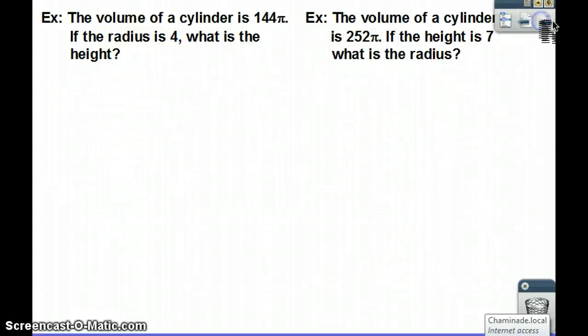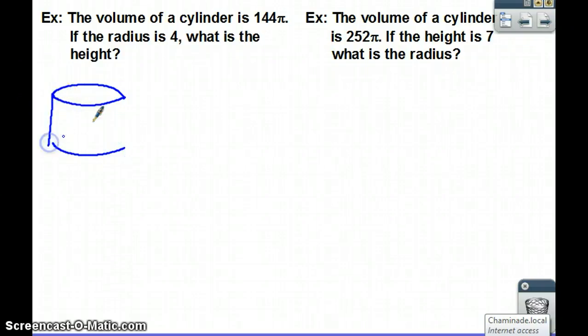Okay, sorry, having technical difficulties here. So let's try some others where I'm given the volume and I have to find other information. The volume of a cylinder is 144 pi. The radius is 4. What is the height? Now, a picture is not necessary on this, but I'm a picture person, so I'm going to go ahead and draw that.